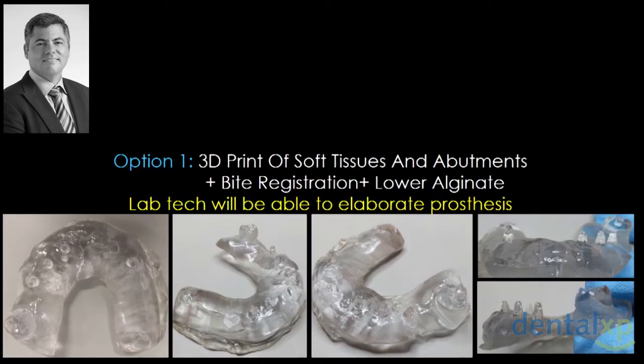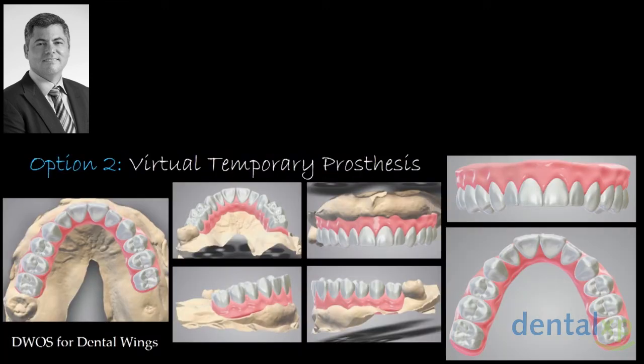Number 1, you can take that image that I show you, convert it into an STL, send it to any 3D printer, and you're going to have the abutments printed in relationship to the soft tissues. Your lab technician can take a bite registration, a lower alginate impression, mounted on an articulator, build any kind of restorative solution that you want. Number 2, you can utilize a software. There are many software now available like DWOS for dental wings, and you can create a virtual temporary prosthesis and again, mill or print or do whatever you need to make.